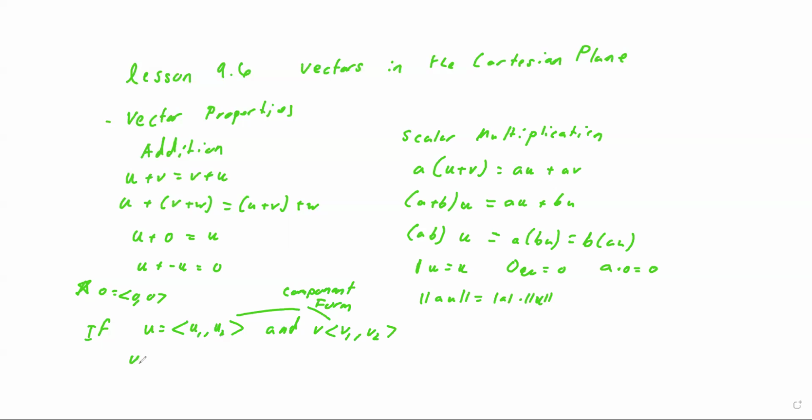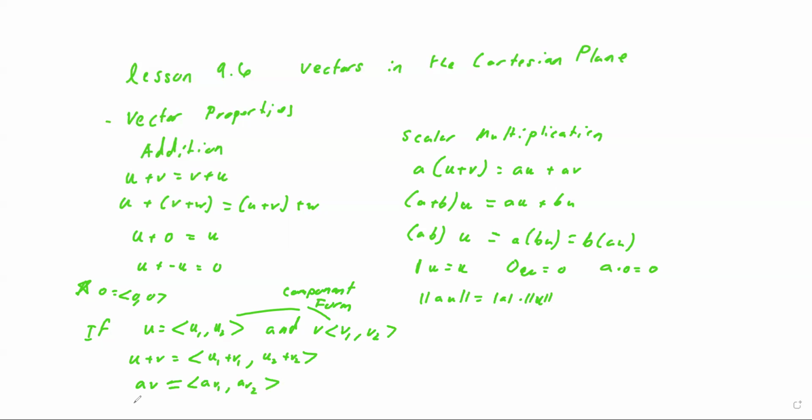So if I was to take u plus v, I would just simply add their corresponding values. So this would be u1 plus v1, and then u2 plus v2. Same thing with multiplication of a vector. This would just be av1, av2.